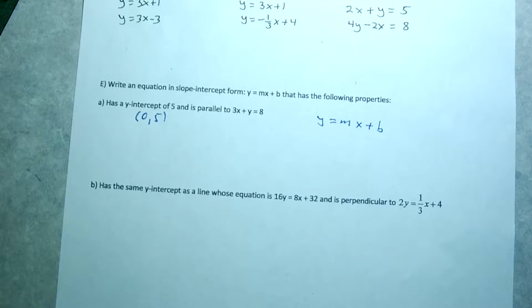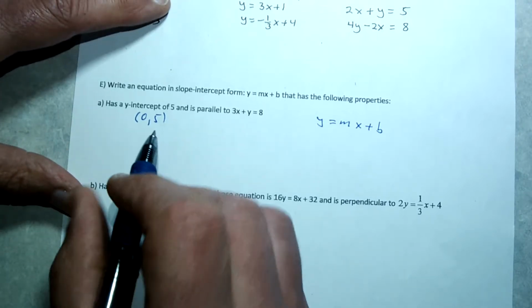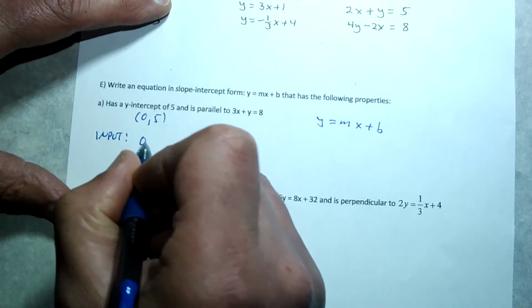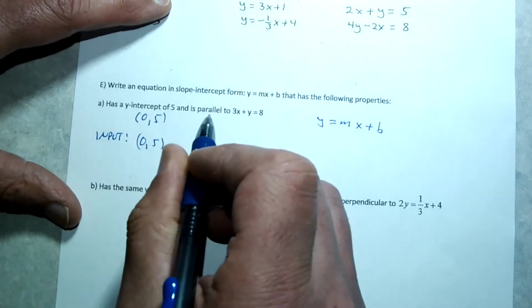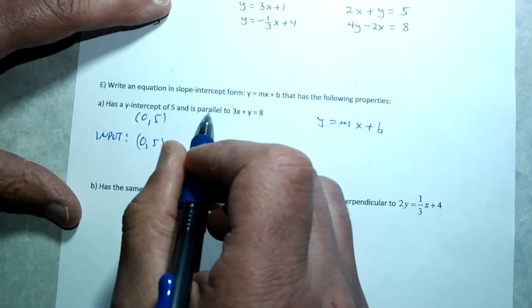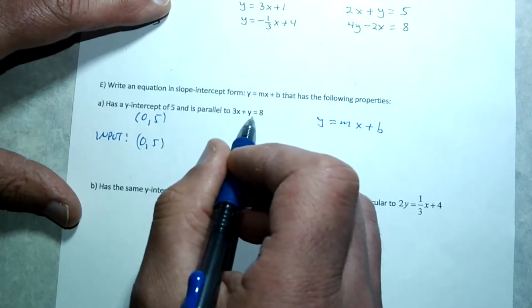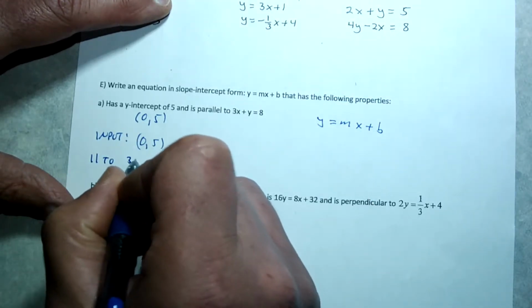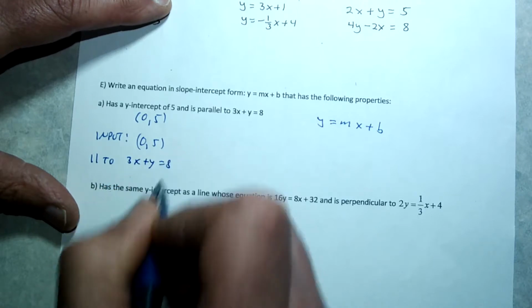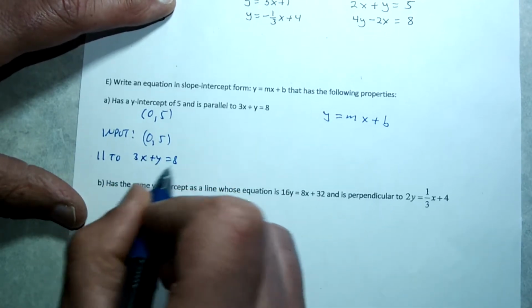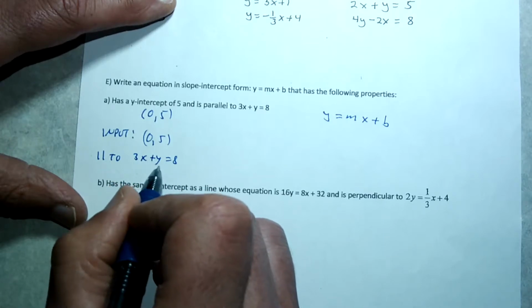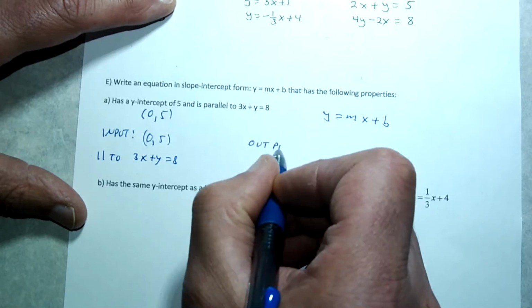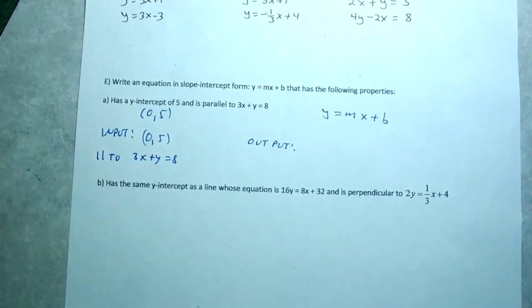Okay, so let's go ahead and do this problem. And here are some inputs. We already know a y-intercept of 5, and it says that we're parallel to this line. So indirectly, to be parallel is to have the same slope as this line. So we're parallel to 3x plus y equals 8. If we could only solve this for mx plus b form, we could now know the slope of the line that we're after.